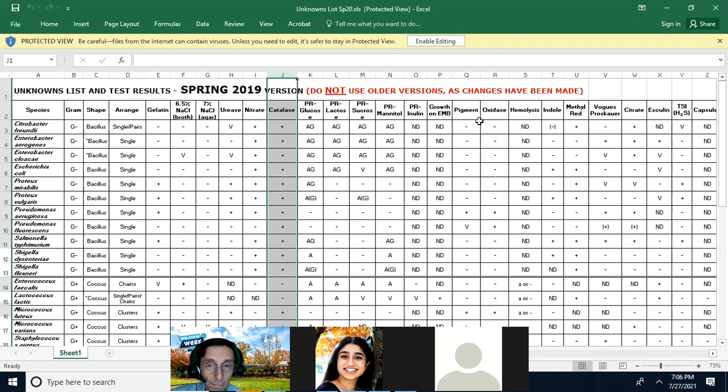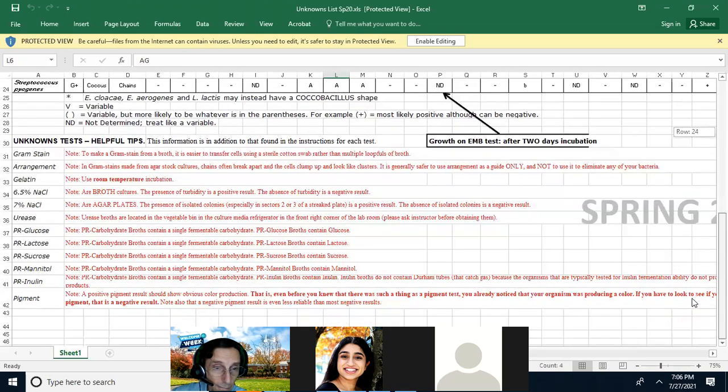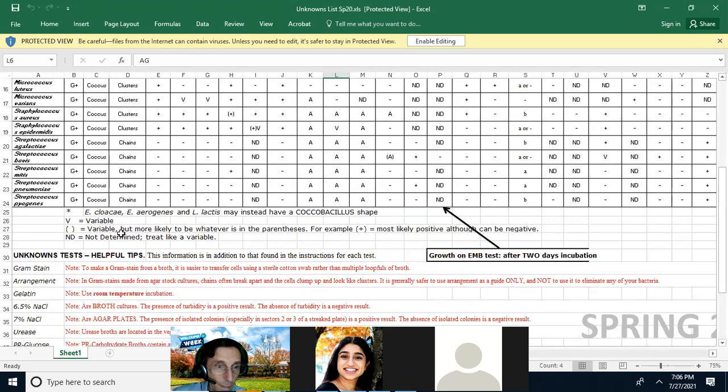For example, the PR lactose of the gram-negatives will separate them into these species, those which are PR lactose negative, and then these species which are PR lactose AG. A and G stands for acid and gas are produced. Okay, and how you read this table is there's a key down here. Well, I thought there was a key. Oh, there it is, right here. So the star means there's a specific note about that. V means the result is variable. Variable means that it can be either plus or negative.